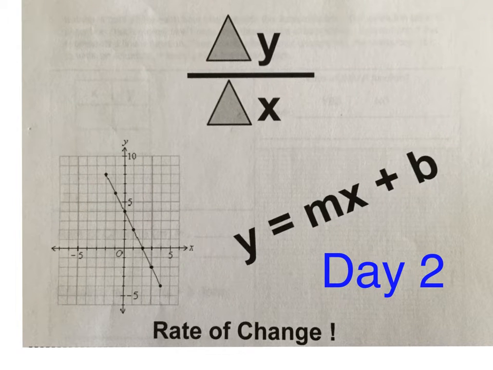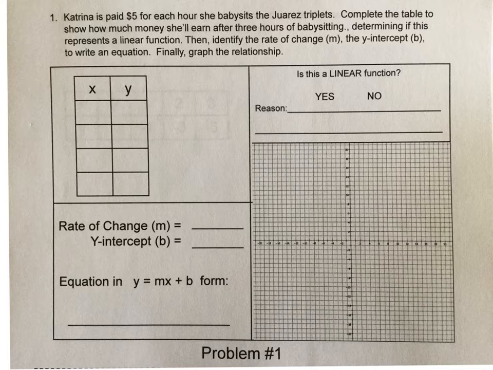Okay, this is day 2 of the foldable. So Katrina is going to get paid $5 an hour if she babysits. You're going to complete this table and find out how much she makes after 3 hours. Determine if it's linear or not, and we'll go over the definition of that.